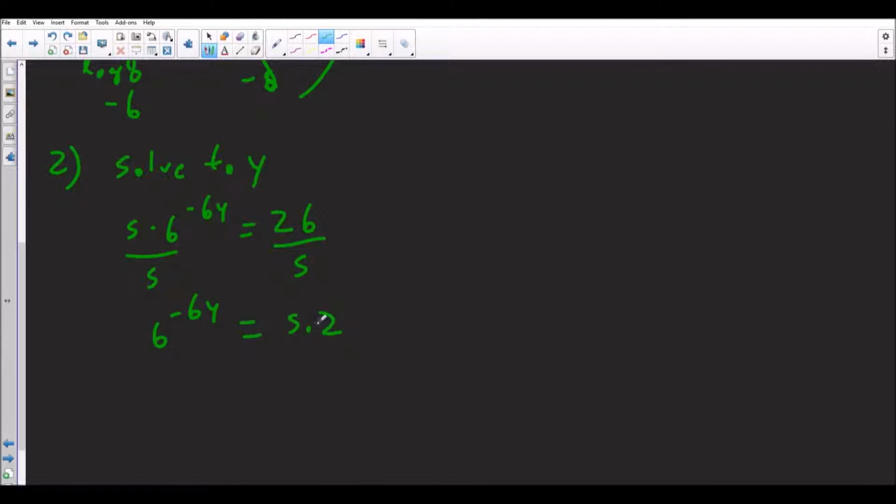So now we have a number and we have an exponential over here. So all we have to do is convert this into logs. So we have log with a base of 6, and 5.2 is equal to negative 6y. And let's go up here to finish the question. So we have log of 5.2 divided by log of 6 is equal to negative 6y.